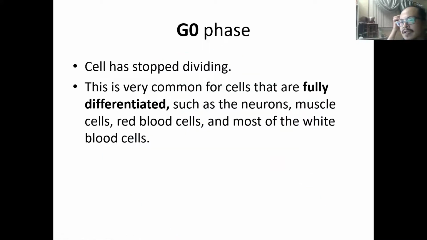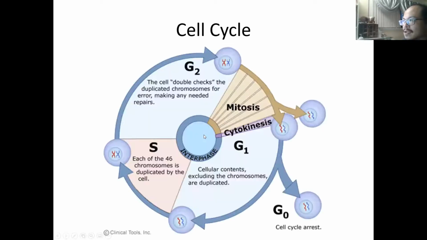So G0 is the stage for a fully differentiated cell. A quick question: in which stage will you see the fully differentiated leukocytes? That will be G0. In which stage does the chromosome start to replicate or complete its replication? That will be the stage S.